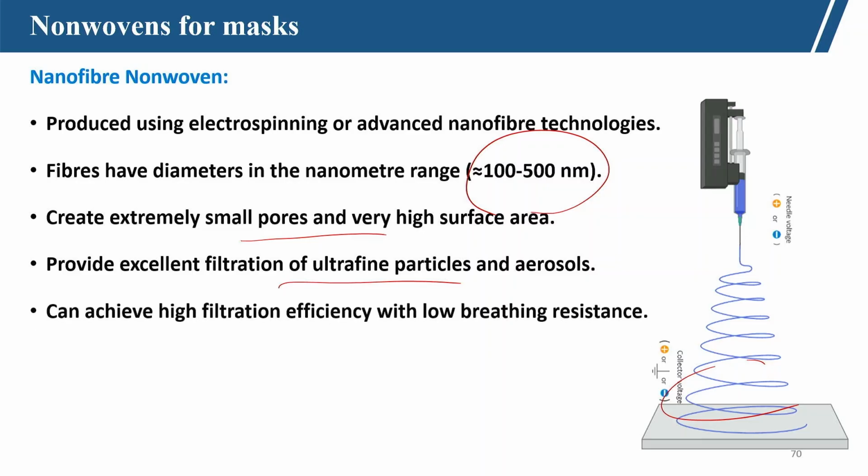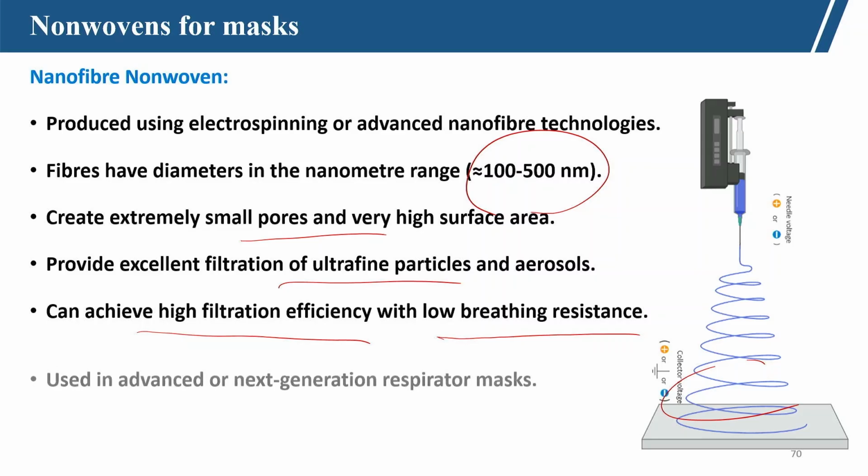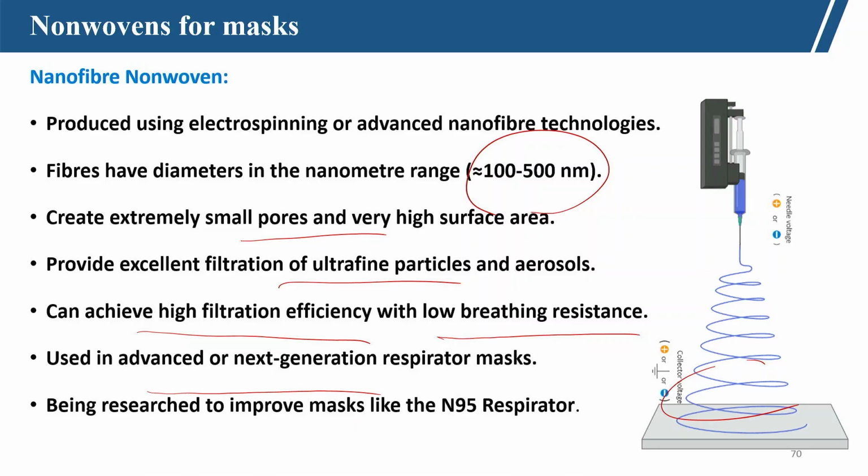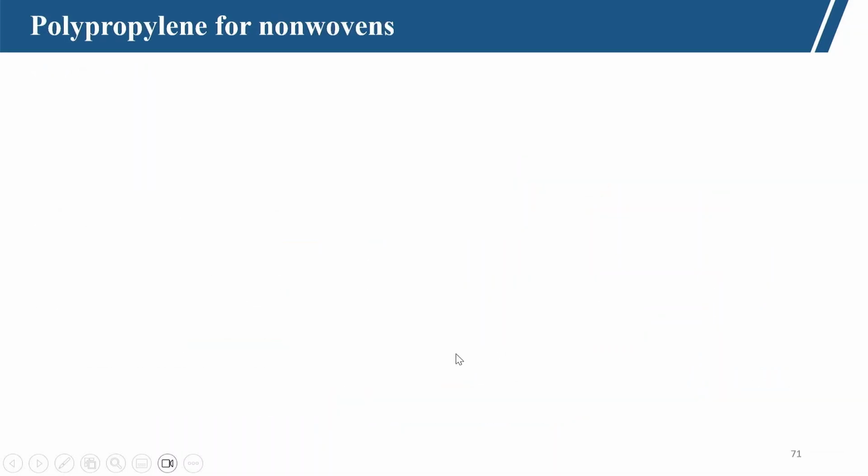It can achieve very high filtration efficiency with low breathing resistance. So, the pressure drop does not increase to that extent, and it is used in advanced or next generation respirator masks. It is being researched to improve masks like the N95 respirator. If we add another layer of nanofiber to an N95 respirator, then the filtration efficiency can be increased to a greater extent.